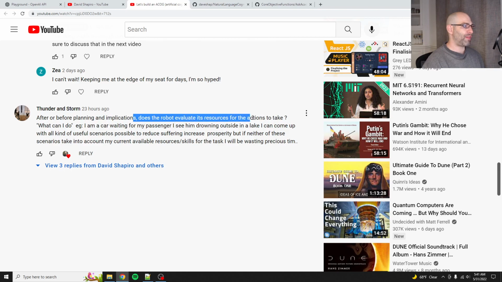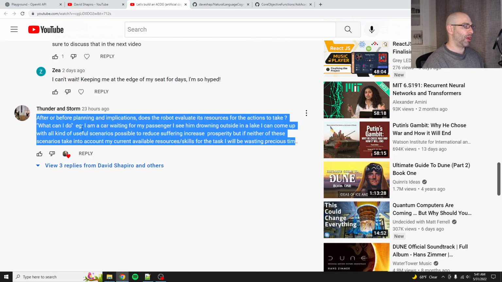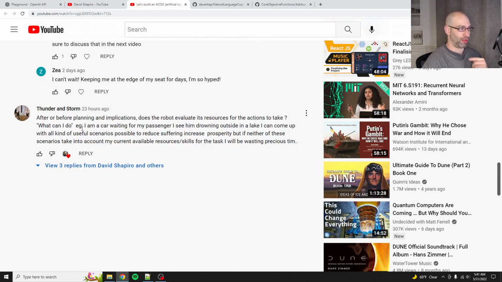Does the robot evaluate its resources for the actions to take? Like, what can I do? Am I a car? So it has to have a sense of self. So part of this is going to be defined, and one, it's going to be explored by the machine.